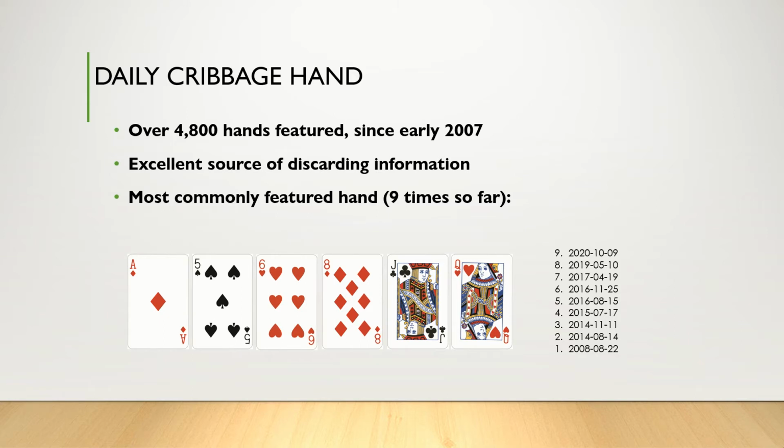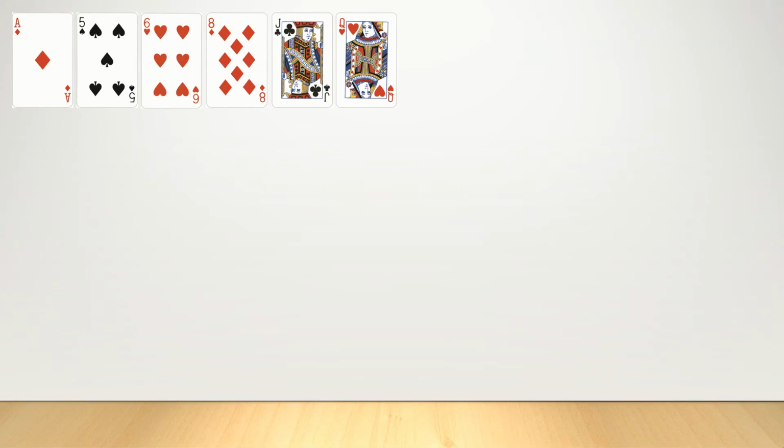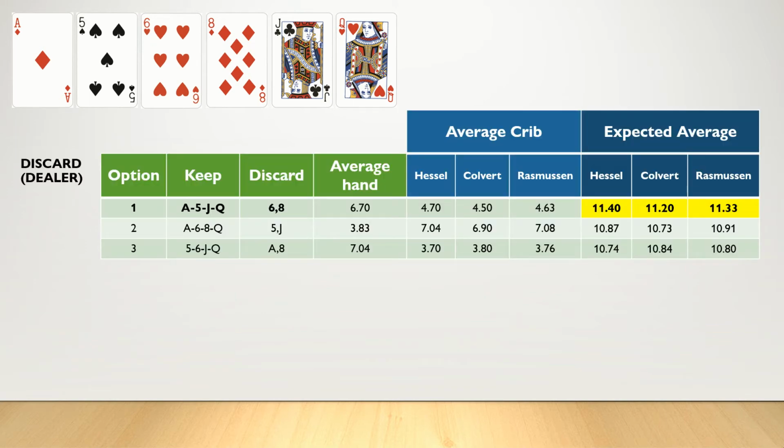Because this hand has been featured 9 different times, it seems fair to say that folks think this hand is interesting and they want to talk about it. So the first thing we want to do for this hand is calculate the mathematically optimal discard for both dealer and non-dealer. We can actually get this data from the Cribbage Discards book, but I wanted not only the best choice, but also the second and third best options as well. So I went ahead and calculated these.